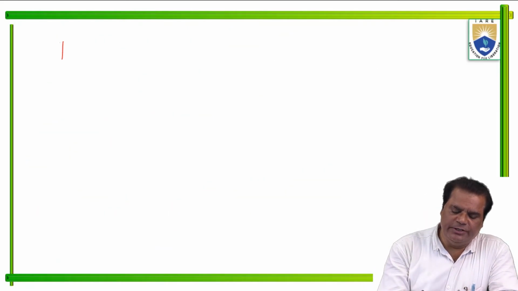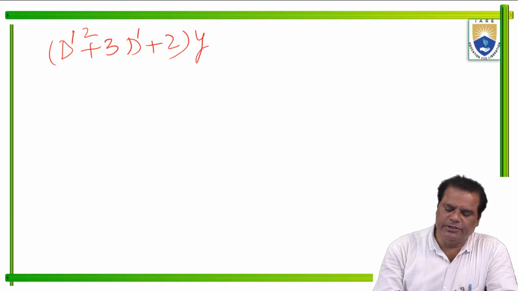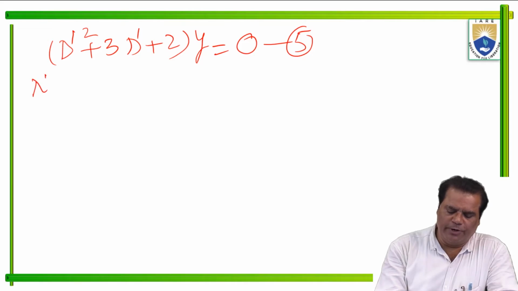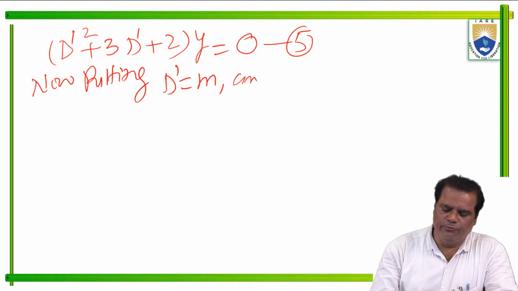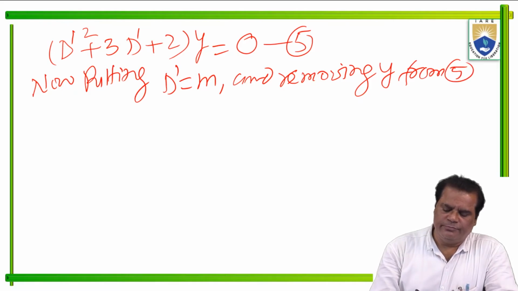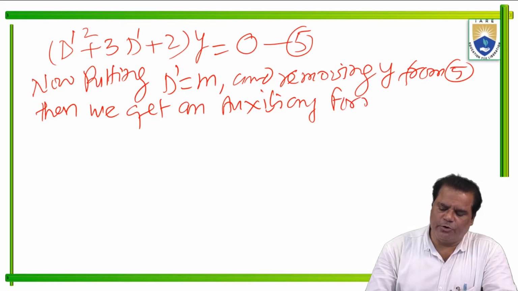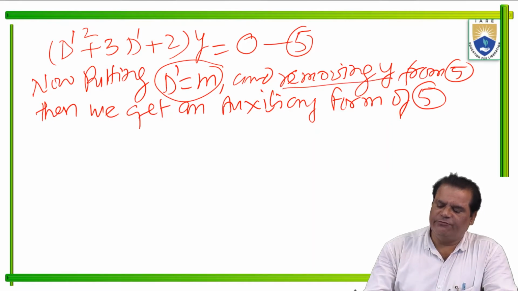So here, D dash square plus 3D dash plus 2 into y is equal to 0. This is equation 5. Now putting D dash equal to m and removing y from 5, we get an auxiliary form of 5.